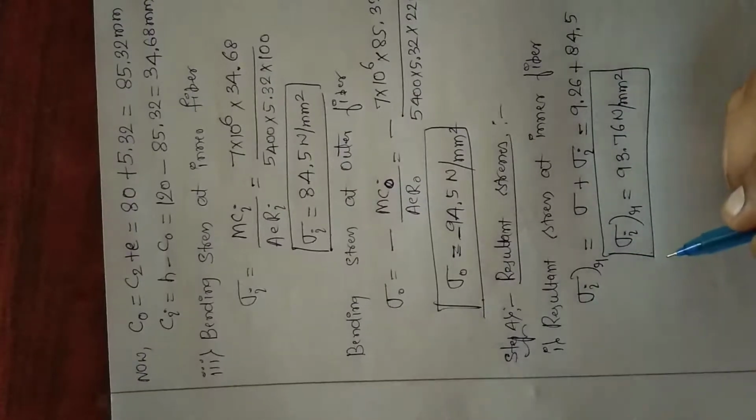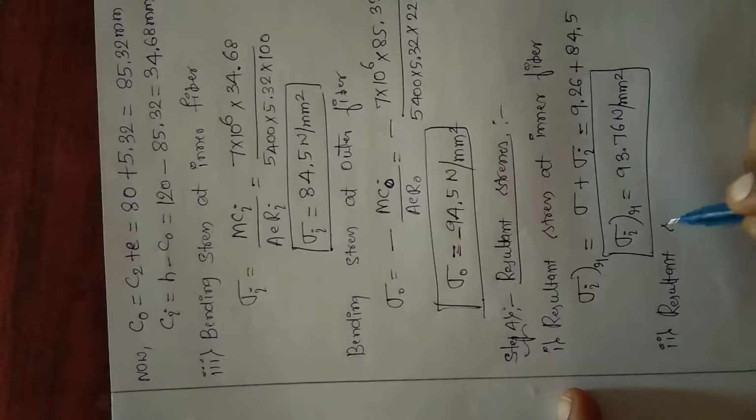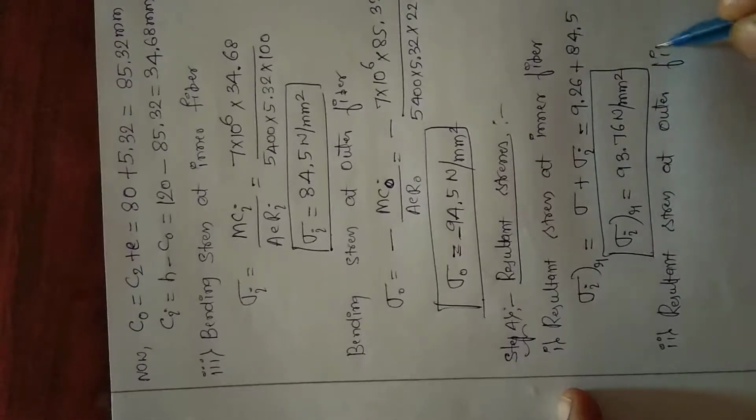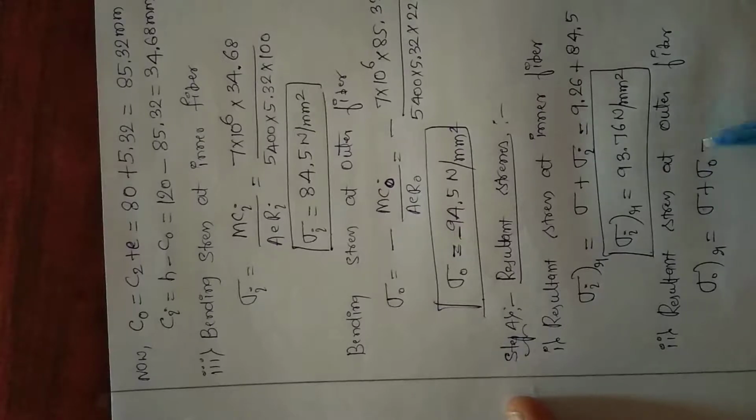Fine. So now I need to find the same thing for the resultant stresses at outer fiber. Sigma naught R is equal to sigma plus sigma naught, which is 9.26 minus 94.5 gives me sigma naught R, that will be minus 85.24 Newton per mm square.